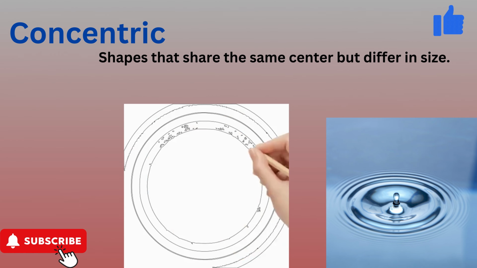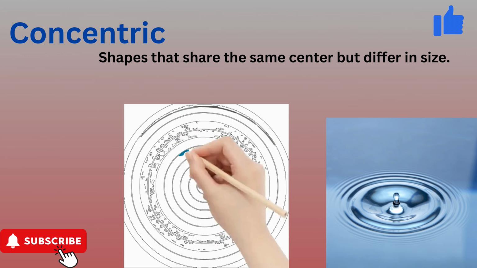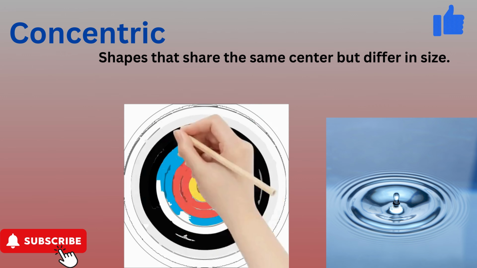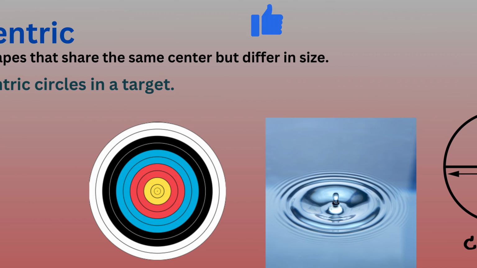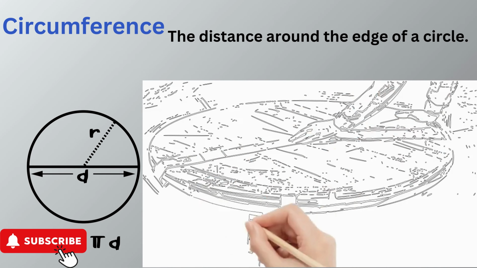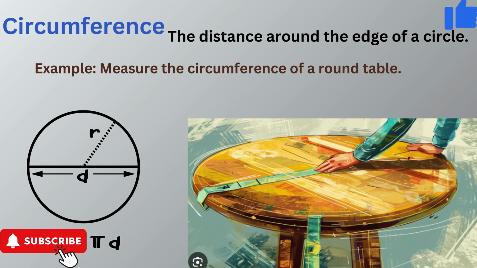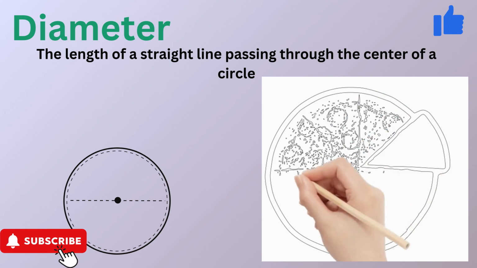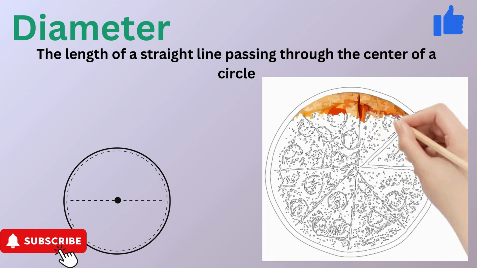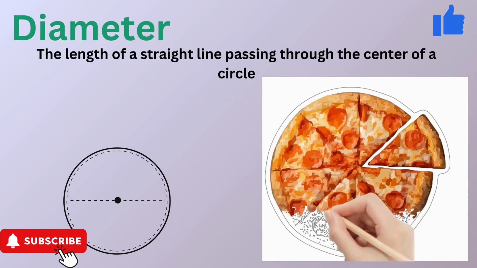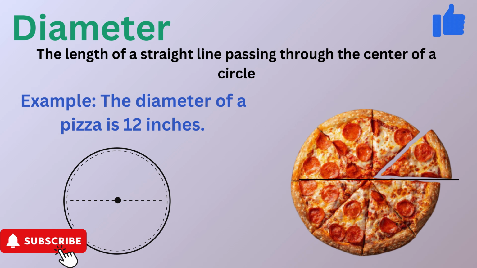4. Concentric. Shapes that share the same center but differ in size. Example. Concentric circles in a target. 5. Circumference. The distance around the edge of a circle. Example. Measure the circumference of a round table. 6. Diameter. The length of a straight line passing through the center of a circle. Example, the diameter of a pizza is 12 inches.